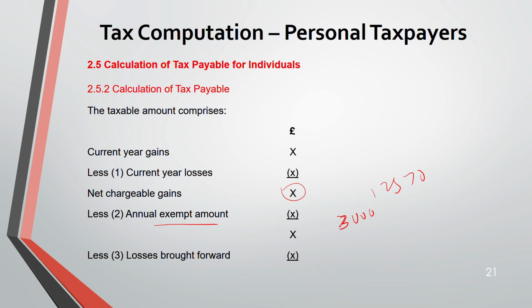Then if you have any losses, if you don't have, directly you can calculate tax. But if you have any losses brought forward, mostly they give you losses brought forward in your question, okay? Because they want to test. Then you have your taxable amount. On this you have to pay tax.